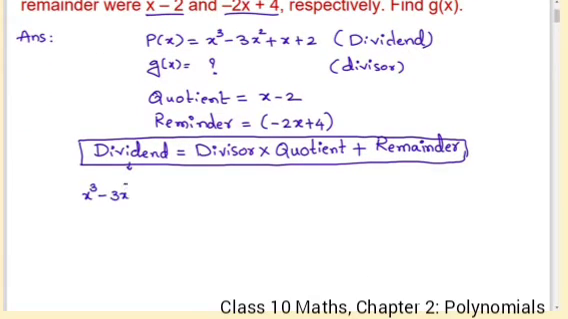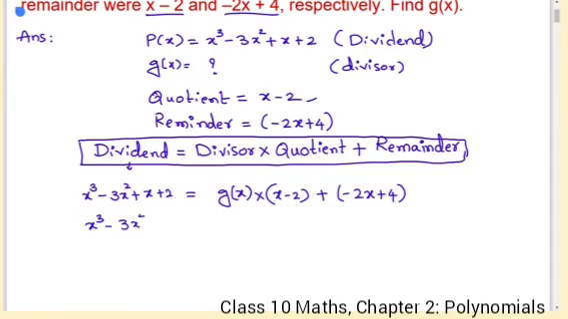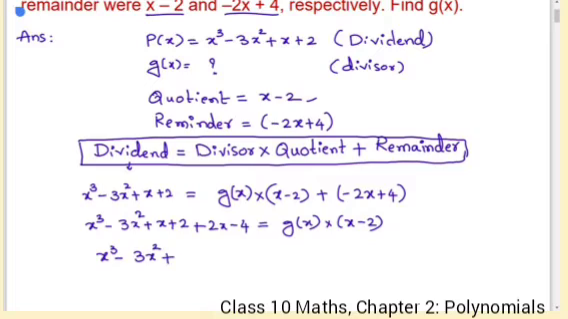Here the dividend is x cube minus 3x square plus x plus 2. The divisor you don't know, write it as g of x, into quotient x minus 2, plus remainder in bracket minus 2x plus 4. This can also be written as x cube minus 3x square plus x plus 2 plus 2x minus 4 is equal to g of x into x minus 2.